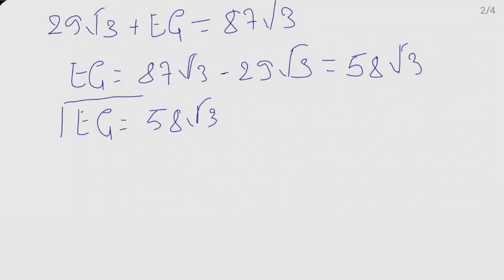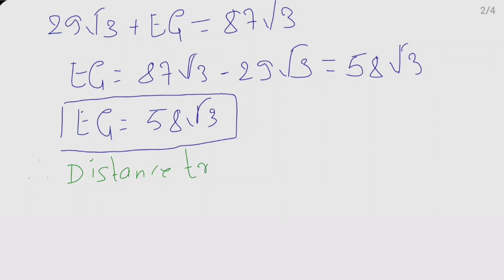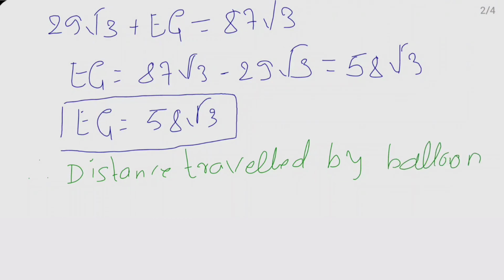So it is the distance traveled by the balloon. So write down the conclusion here. Therefore, the distance traveled by the balloon is 58 root 3 meters. Is it clear?